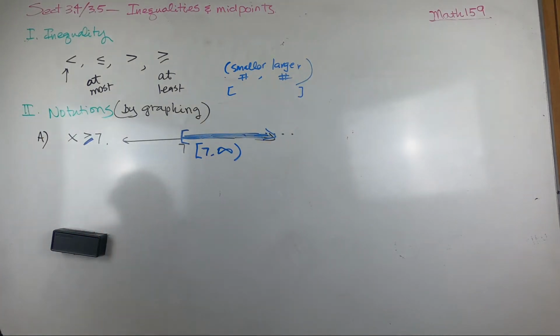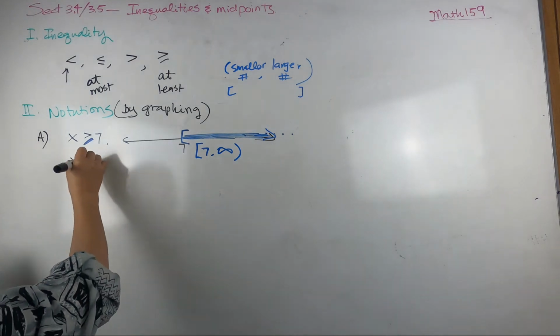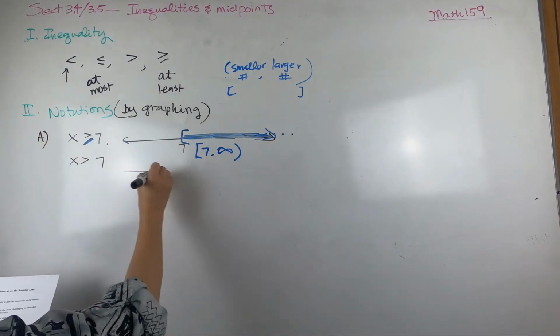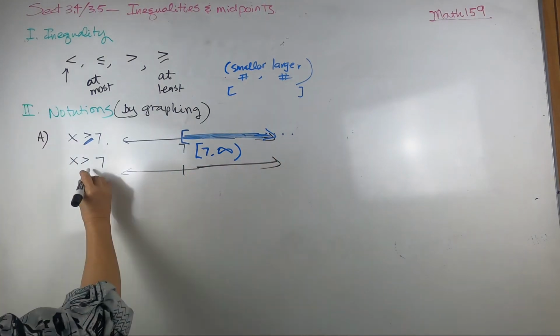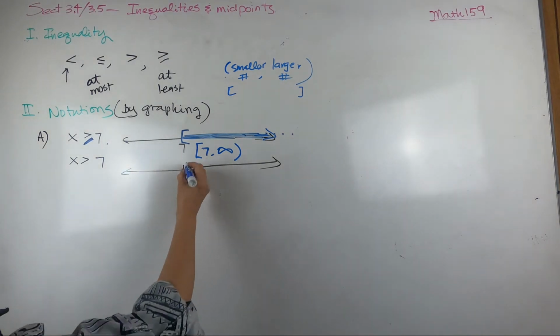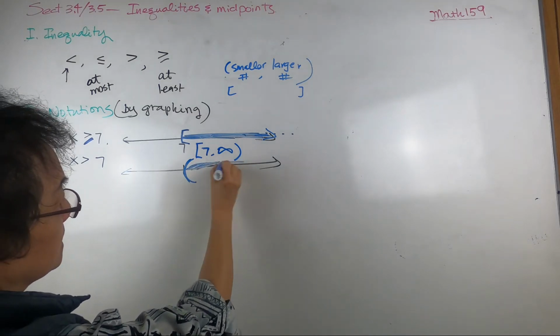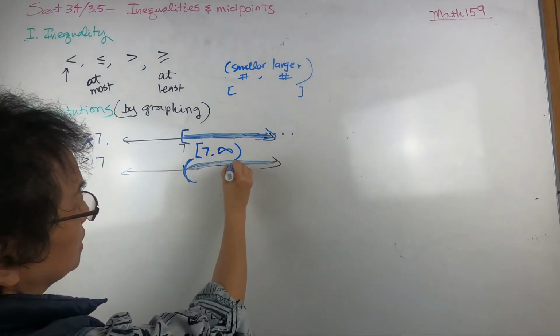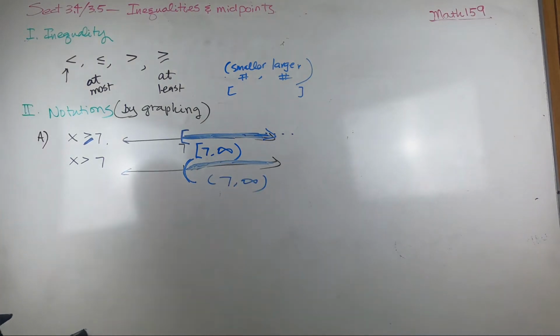Then let's see how we are going to use that. If you have x bigger than 7, then what do we do? Bigger than 7, not including 7, so you use a parenthesis instead of a bracket. That's the graph. Then if you write it in interval notation, you do 7 to infinity.